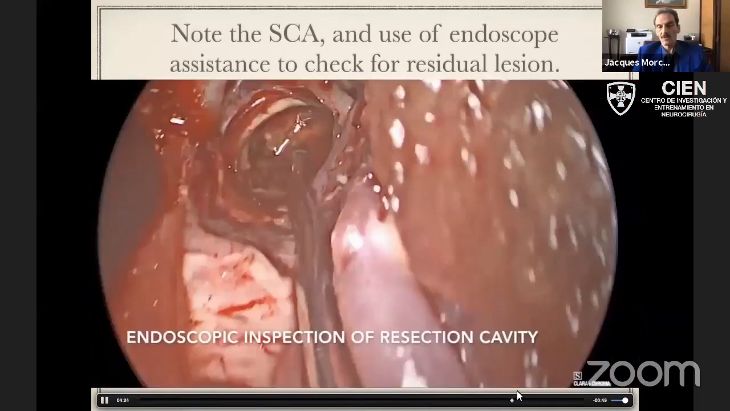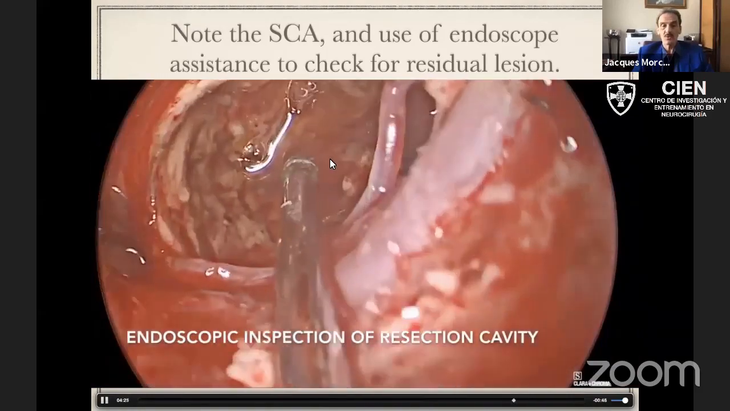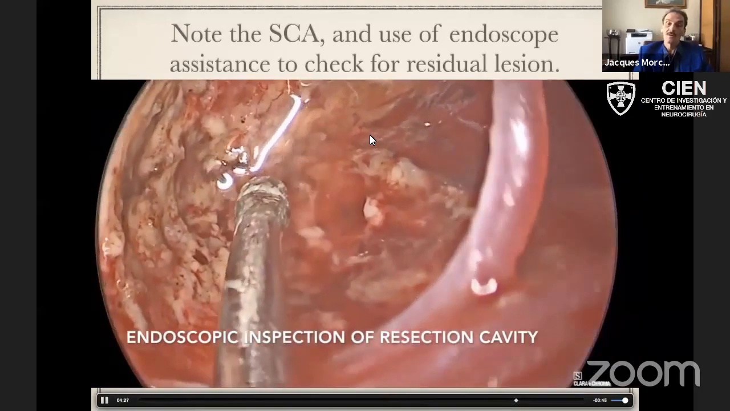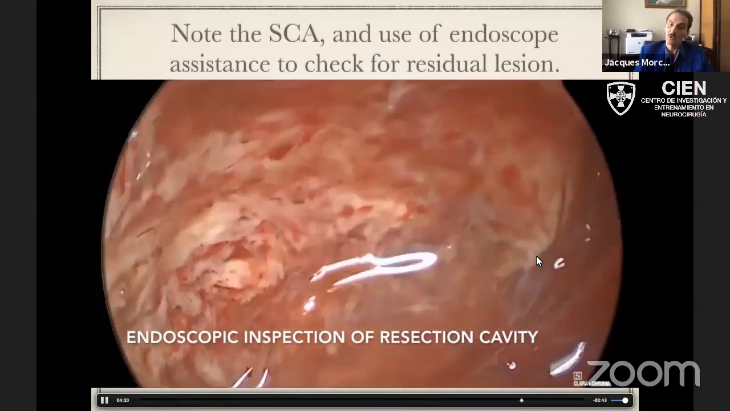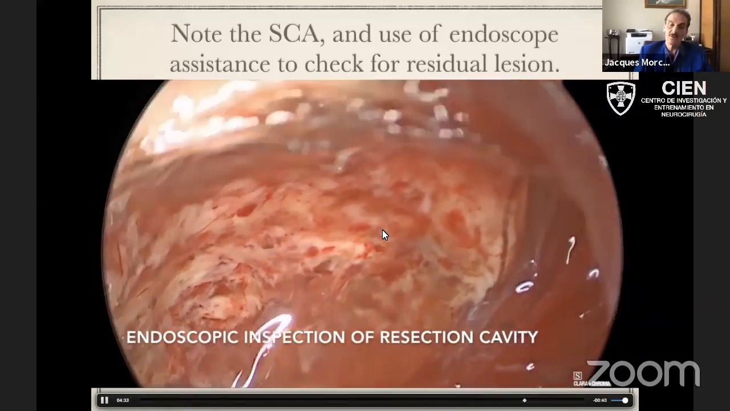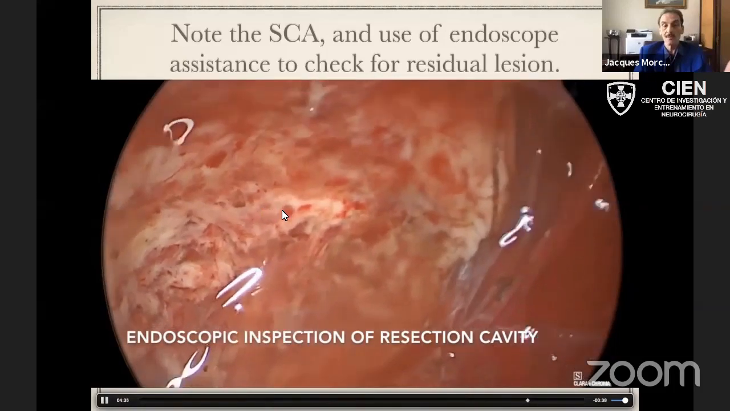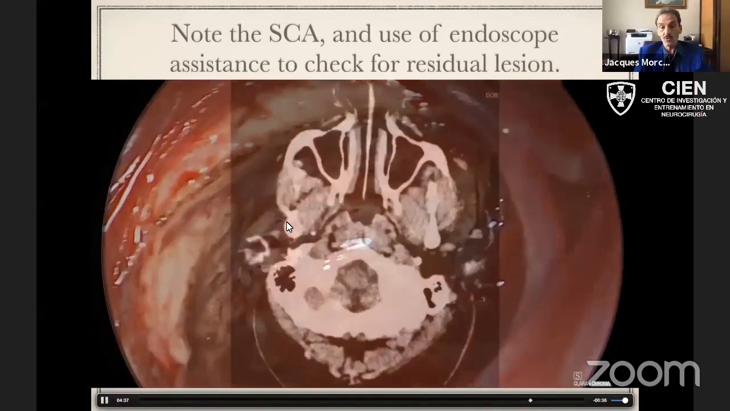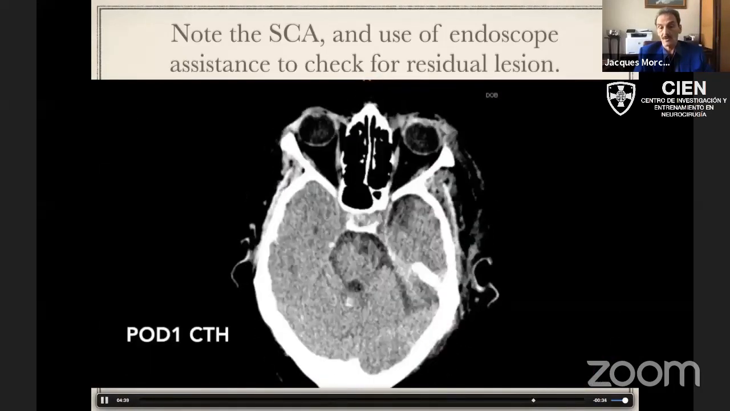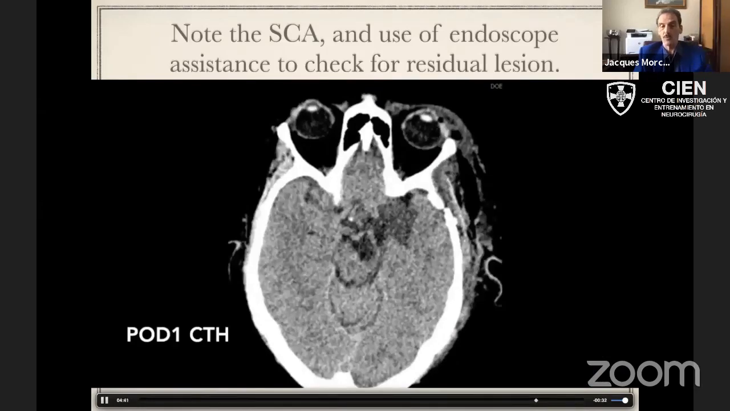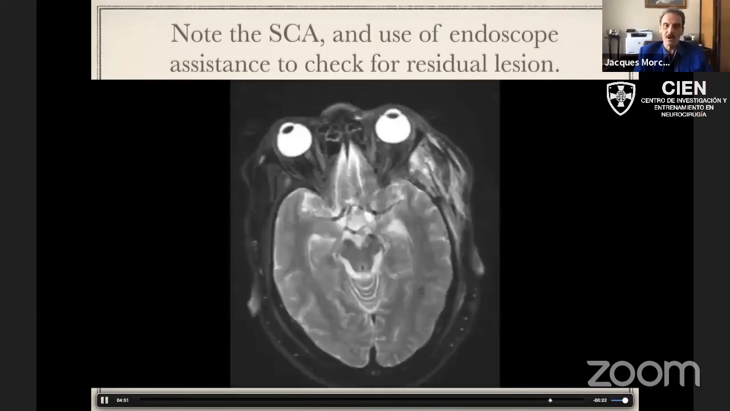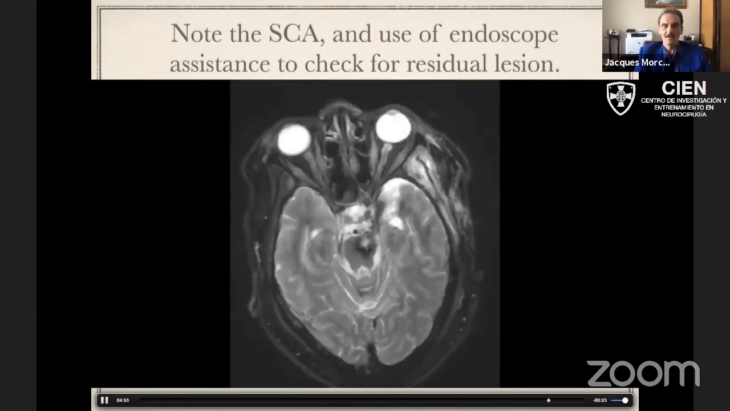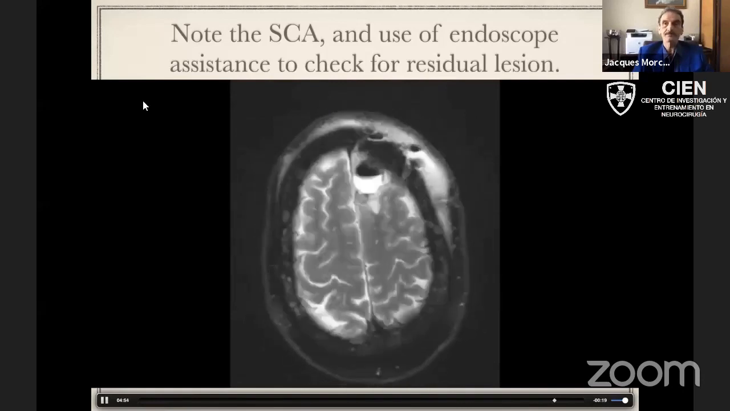And here we are, we're going to remove it. And now here is the use of the endoscope. When I removed it all, this is a 30-degree endoscope. Look at the beautiful DVA on your right. You see, very nice view of that. And now I can be sure, since the endoscope showed me that the lesion is all removed. Remember the endoscope, it's another tool. There's not a war between microscopes and endoscope. They complement each other. And here is the post-op MRI.